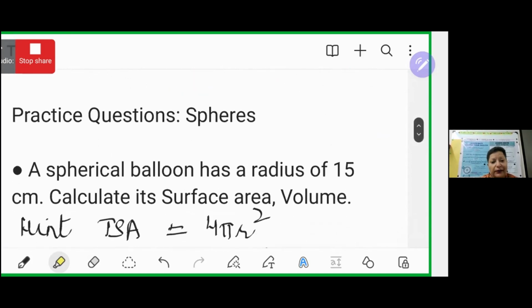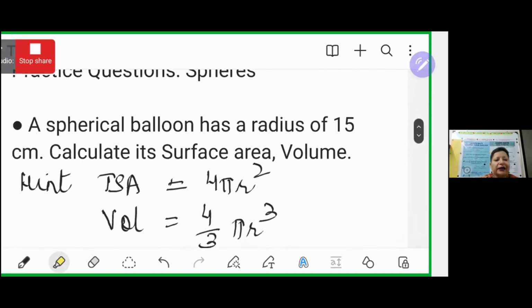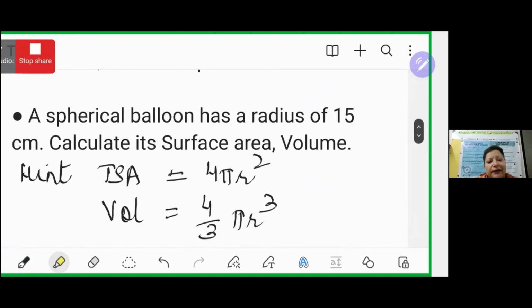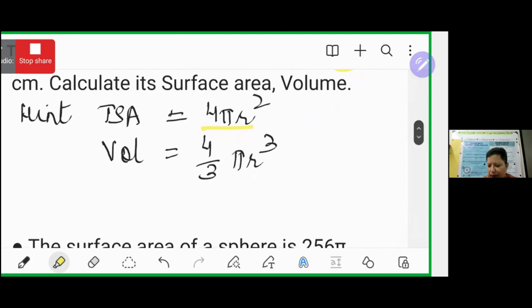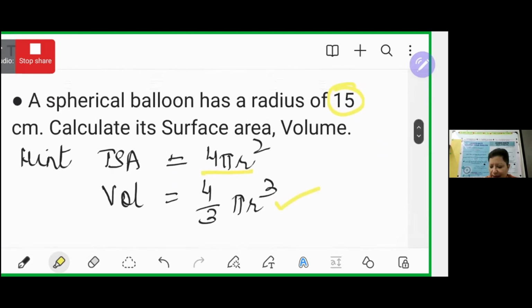Now coming to the practice questions on spheres. A spherical balloon has a radius of 15 centimeters. Calculate its surface area and volume. Very, very easy sum. You know your surface area formula. It is 4 pi r squared. r is already given to you. You can find it out. Similarly, you know your volume formula 4 by 3 pi r cube, and you can find out your volume. So just be careful. What is the unit going to be? The unit in this case is going to be centimeter square for the area, and centimeter cube for the volume.